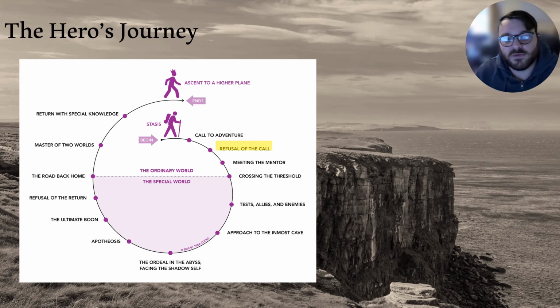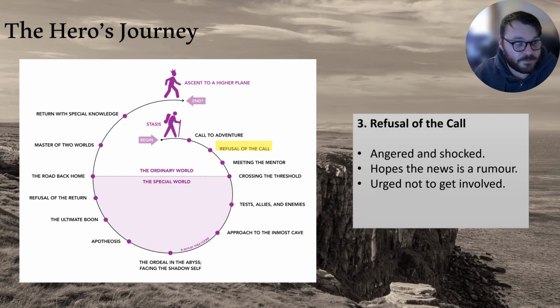We then move on to step 3, which is the refusal of the call. So while Lachlan is angered and shocked about this news, he might initially be hoping that the news is actually just a rumour, or that McTavish is going to reconsider. He might even be urged by some, like Ailey, to just not get involved because there might be the fear that there'll be repercussions if he does get involved.